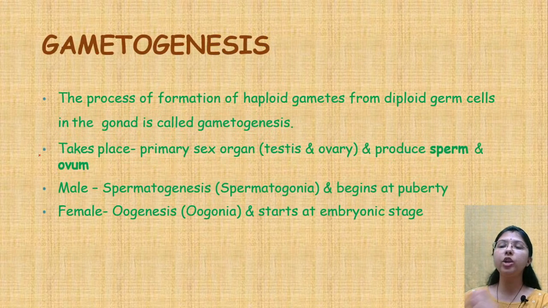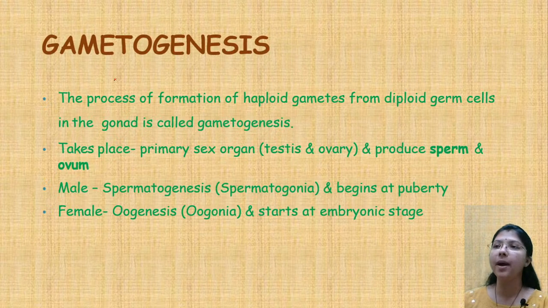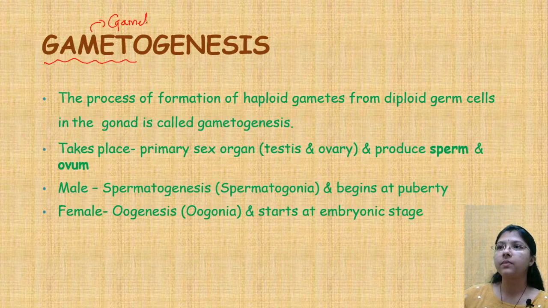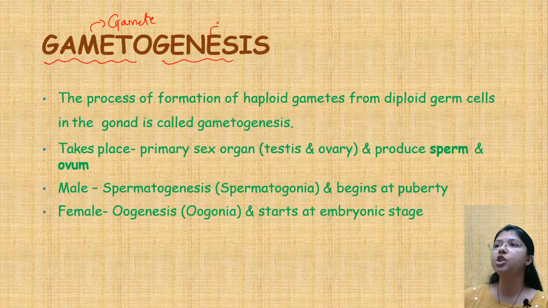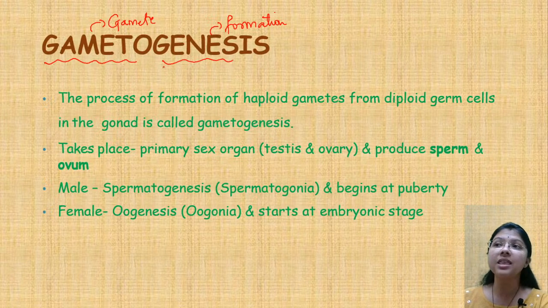So to start with, we are first going to understand what exactly is gametogenesis. Now, as I always tell you, you need to always break down the words if they are formed by two. So if you see the term gametogenesis, gameto means gamete, and genesis means formation. So what is this process called? The process wherein the gamete formation takes place will be termed as gametogenesis.